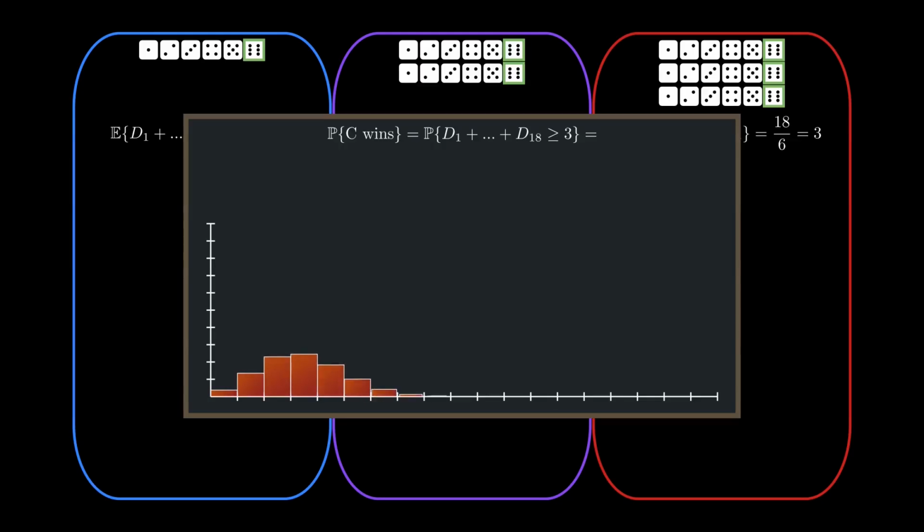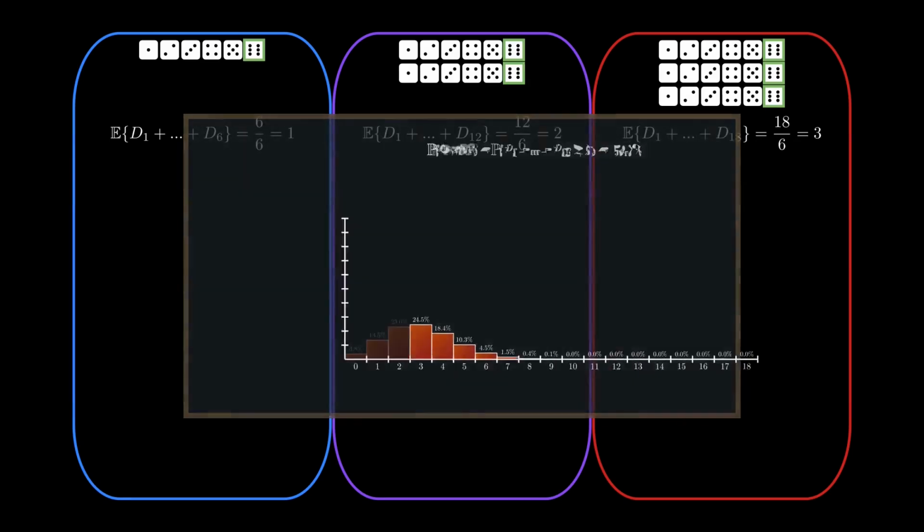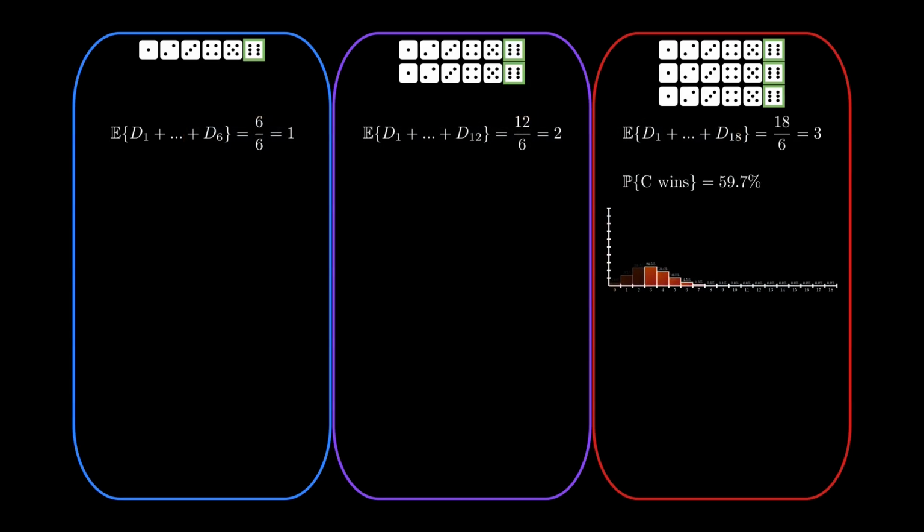For C to win, we need to roll at least 3 sixes with 18 dice. So if we consider the binomial distribution corresponding to 18 dice, we have to sum all the values of the probability mass function corresponding to 3 or more 6s. This gives that option C wins with a probability of 59.7%.